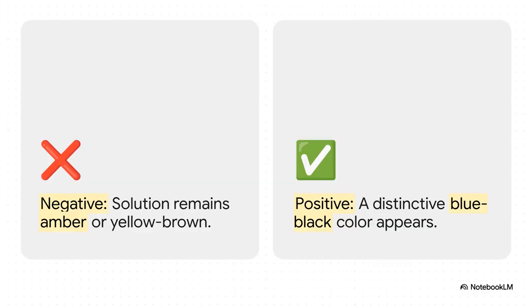The result you get here is totally unmistakable. A negative result will just look like the yellowish-brown color of the Lugol's iodine itself. But if there's starch in there, you get this really dramatic shift to a deep blue-black color. Seriously, it's one of the easiest results to spot in the entire lab.